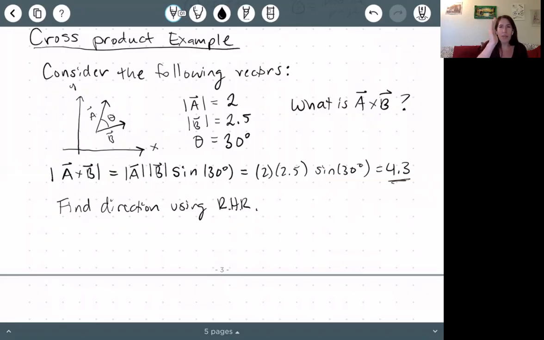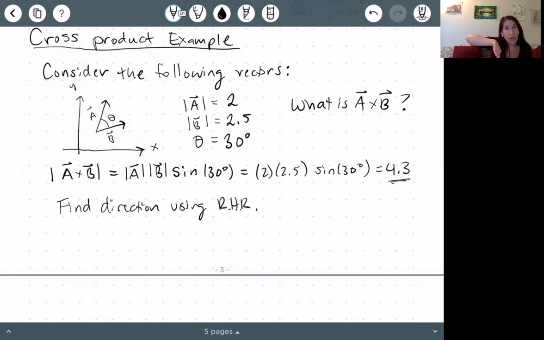You want to curl them the shorter distance towards B. If I curl them this way, I have to go all the way around to get back to B, so instead I have to flip my hand over. My fingers are still pointing along A, and then I curl them towards B. Now you can see my thumb ends up pointing directly at you. If you were doing this holding it up to your paper, as I recommend, you should find that your thumb ends up naturally pointing into the plane of your paper.